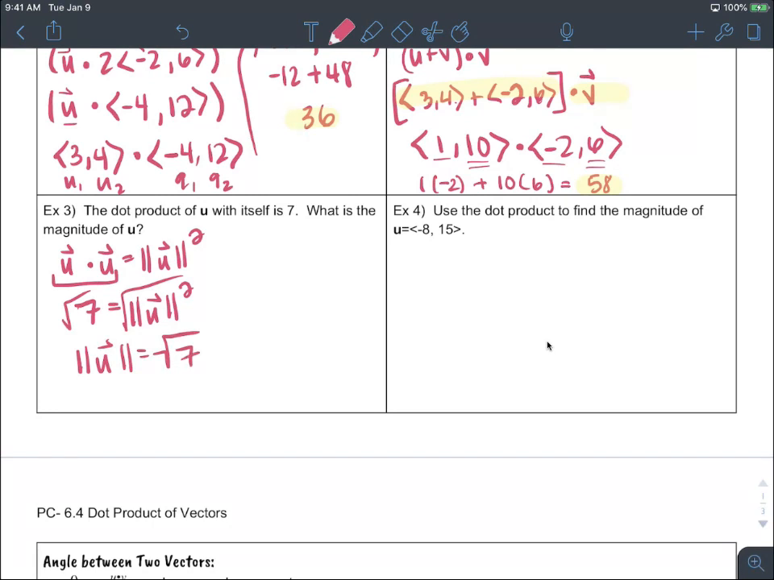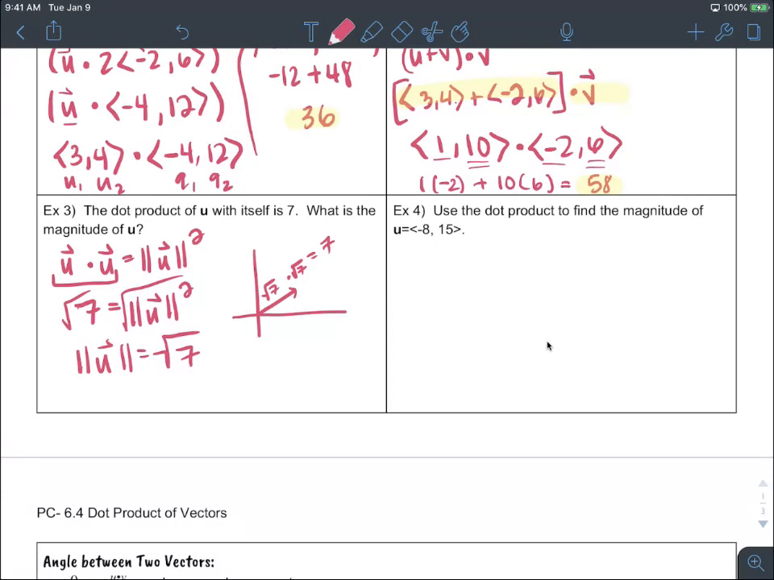If we look at this on the graph, I have a vector with the magnitude of root 7 multiplied by another vector with a magnitude of root 7, my total magnitude is going to be 7. So it's like a times root 7 its power. Okay. So use the dot product to find the magnitude of u is equal to -8, comma 15.